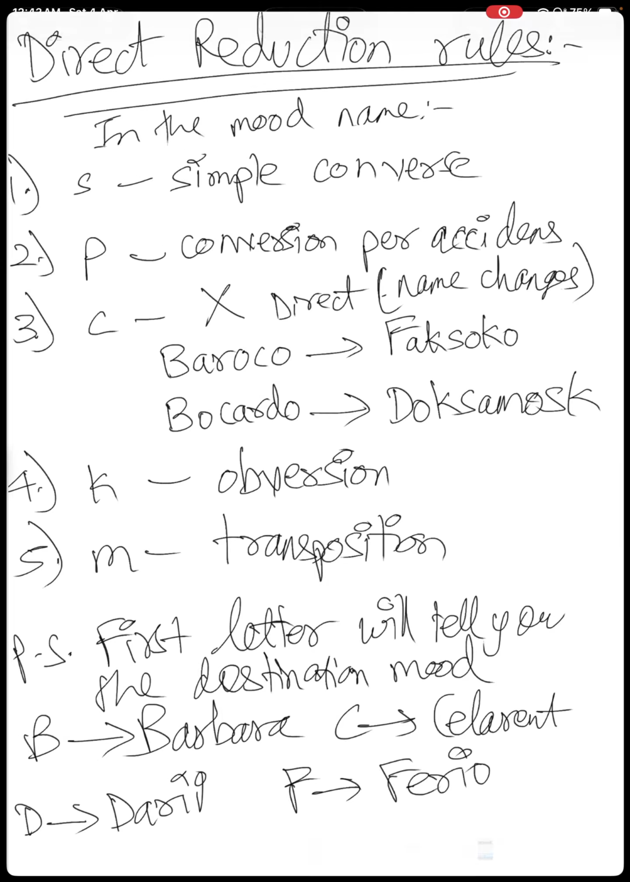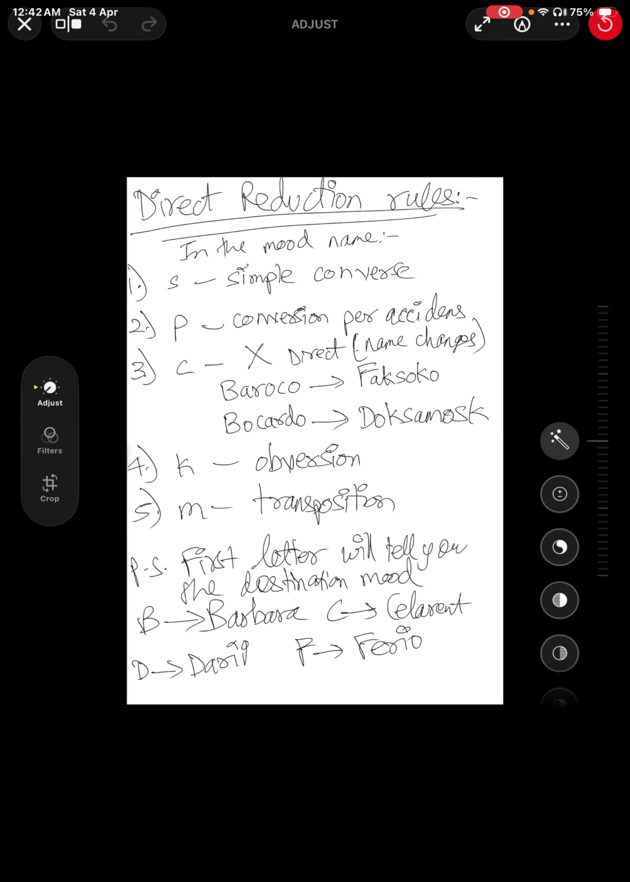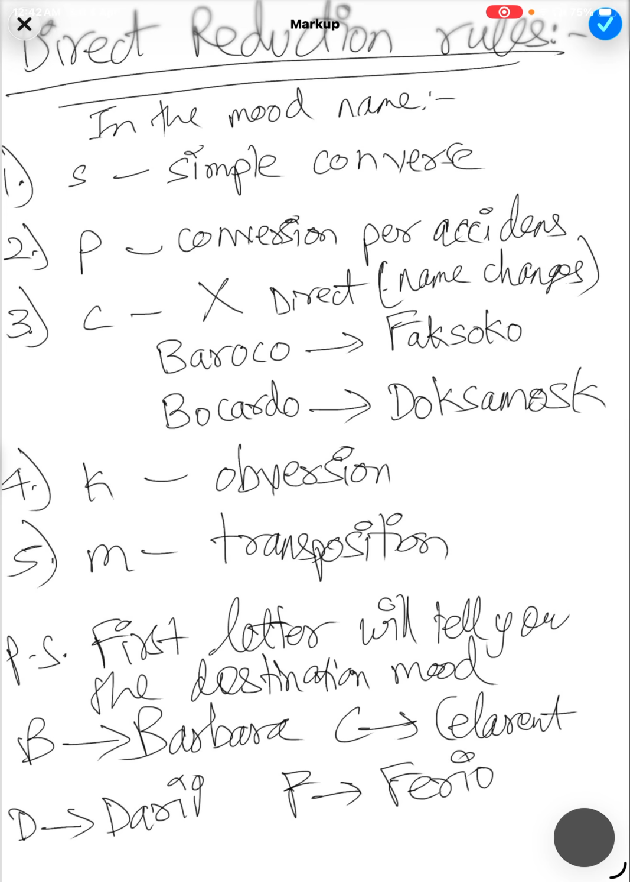First, what you have to check is the middle of the name. What does the middle of the name mean?